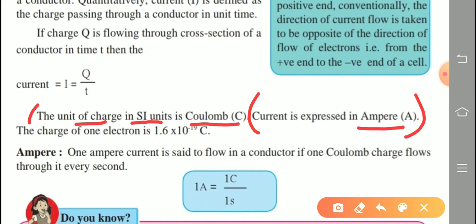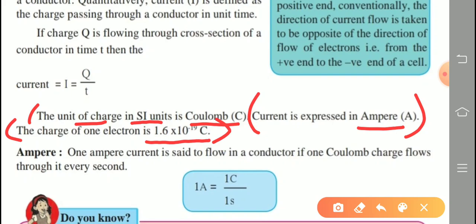Next 1 mark question. What is the charge of one electron? The charge of one electron is 1.6 into 10 raised to minus 19 coulomb. So 3 questions are given here that are asked for 1 mark.